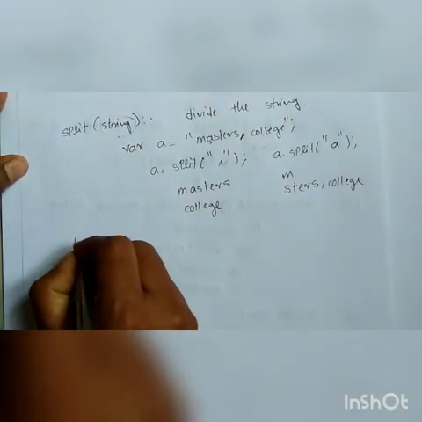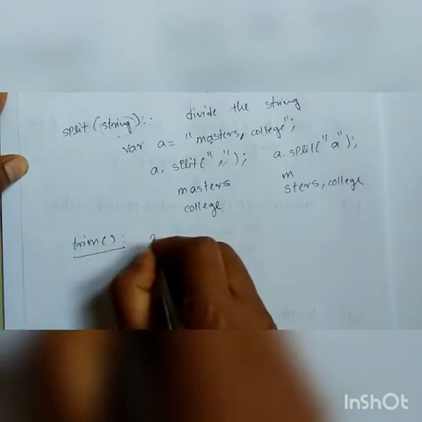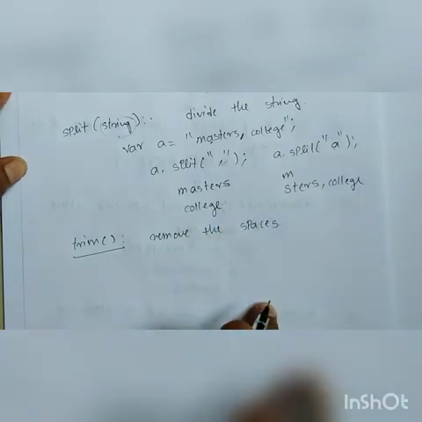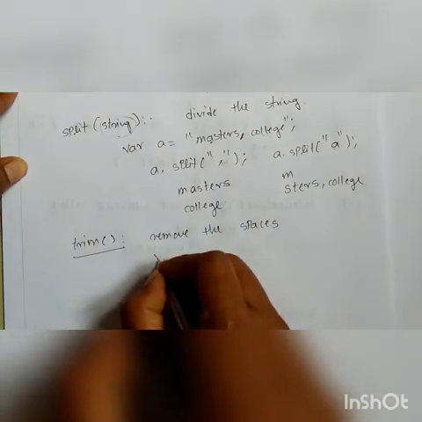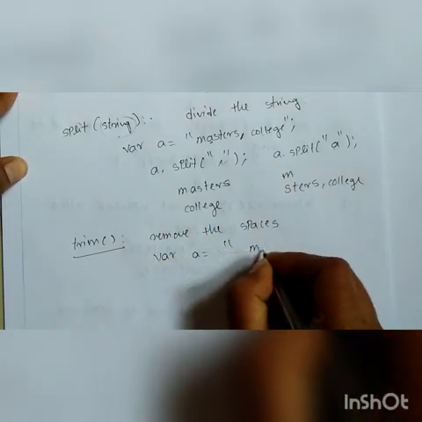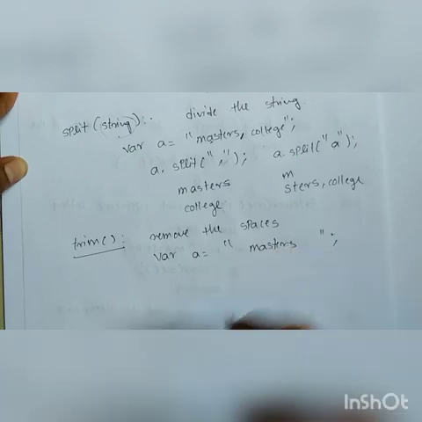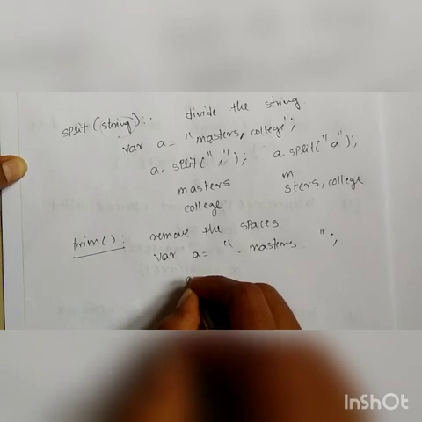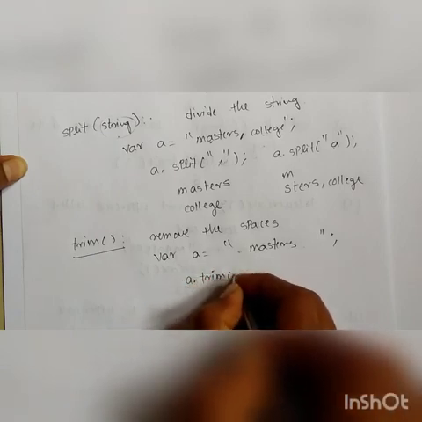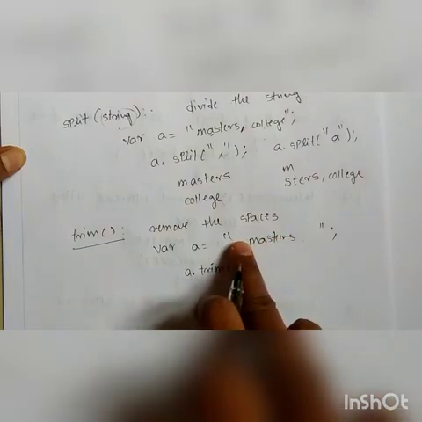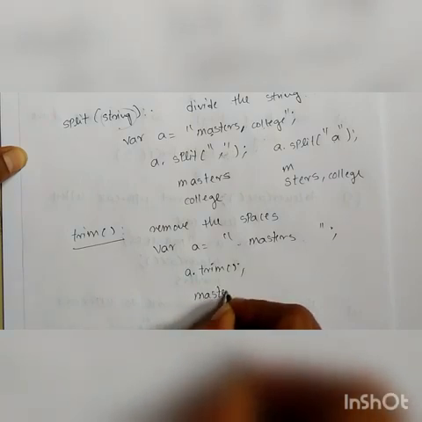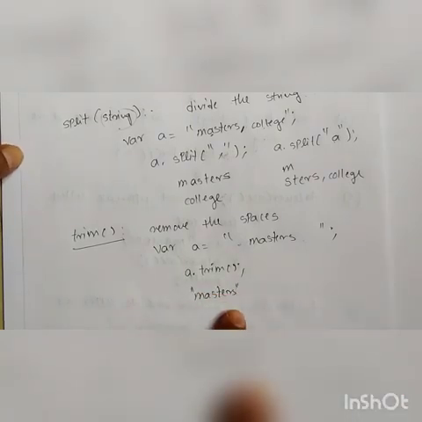Next function is the trim function. The trim function is used to remove the spaces before and after the string. So let us take here where a is equal to masters. In this string, some space is added before and after the string. These extra spaces are removed by using the trim function. To remove the spaces, we call the method a.trim. The trim method removes the extra spaces of the string before and after. So it will give the result masters, no space. So this is the trim function.